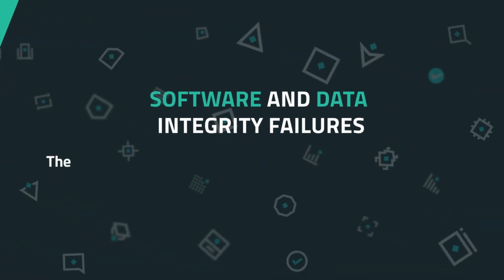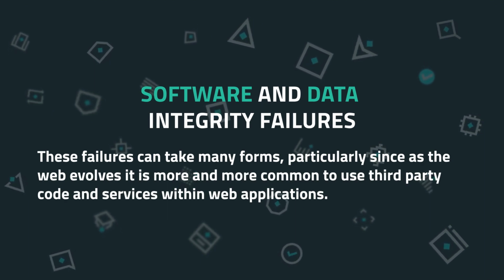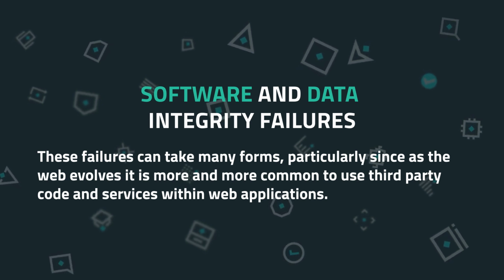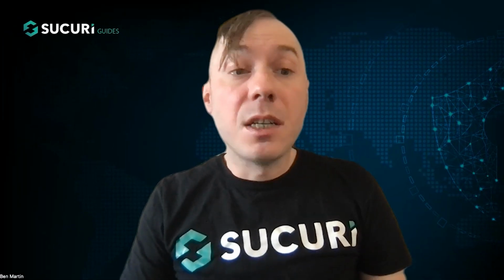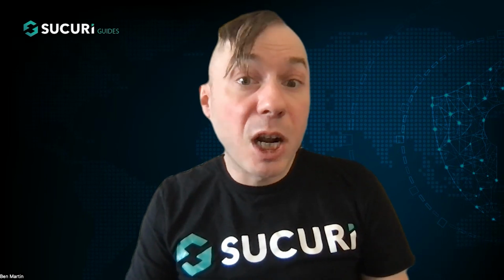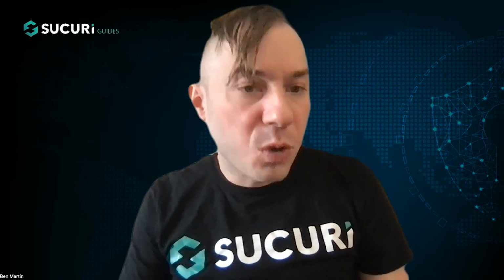Number 8. Software and data integrity failures. These failures can take many forms, particularly since as the web evolves, it is more and more common to use third-party code and services within web applications. These failures can be summarized as follows: usage of code that does not verify the integrity of the source, usage of third-party plugins where you do not control or cannot see the source, plugins and extensions from untrusted sources, the introduction of or potential for compromise or unauthorized access, and automatic updates that assume the trust of the source.